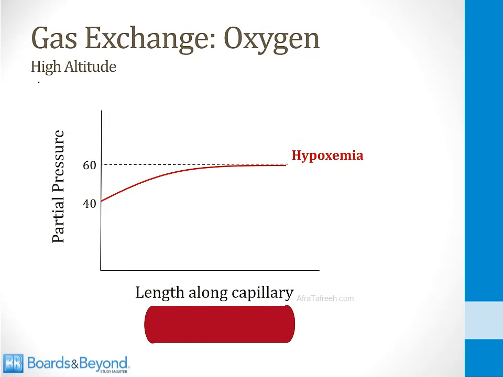If a person ascends to high altitude, the atmospheric pressure of oxygen is much lower, and therefore the partial pressure of oxygen in the alveoli is much lower. It can get as low as 60 if you climb to certain heights. When this happens, oxygen transfer into the lungs is still perfusion limited. However, the highest it can get is 60, that value in the alveoli, and therefore we develop hypoxemia, not because of any shift from perfusion to diffusion limited gas transfer, but because the atmospheric oxygen content becomes lower and therefore the alveolar oxygen content becomes lower.